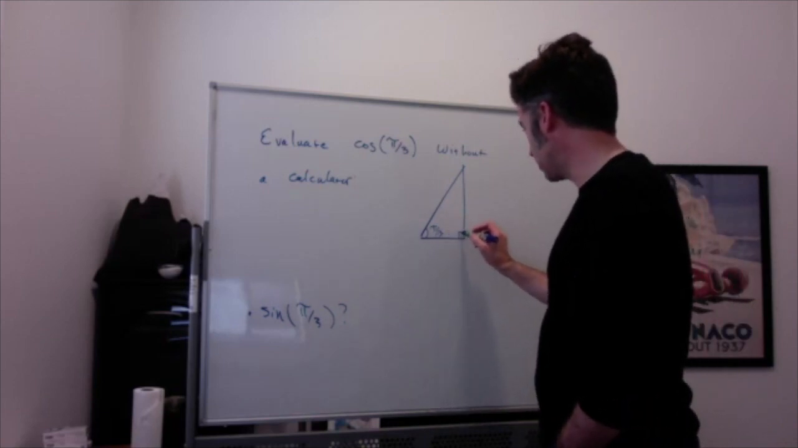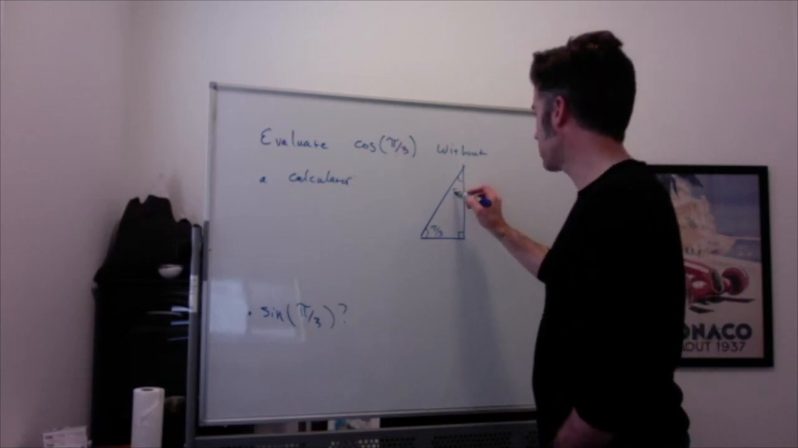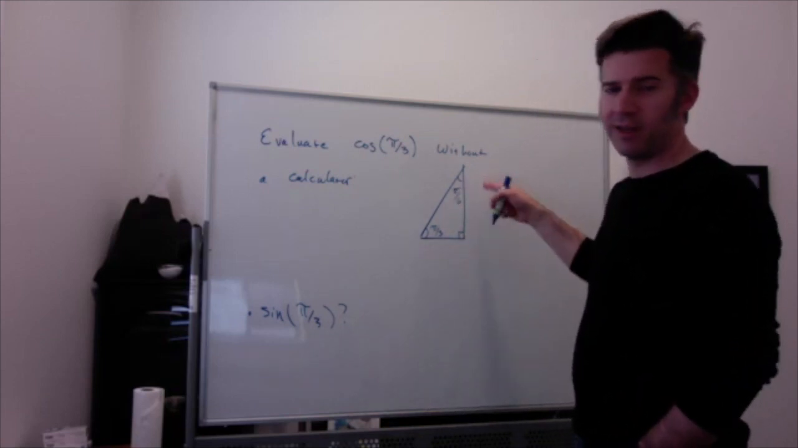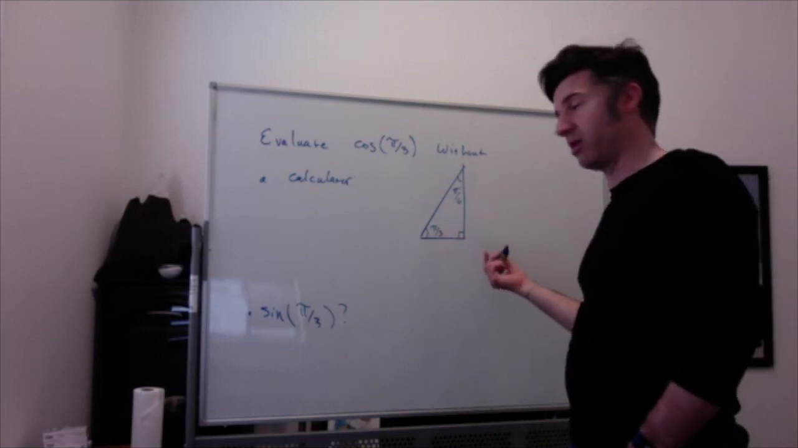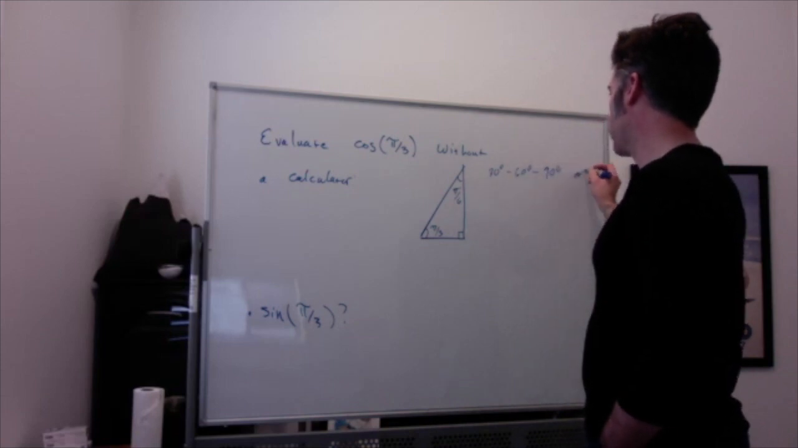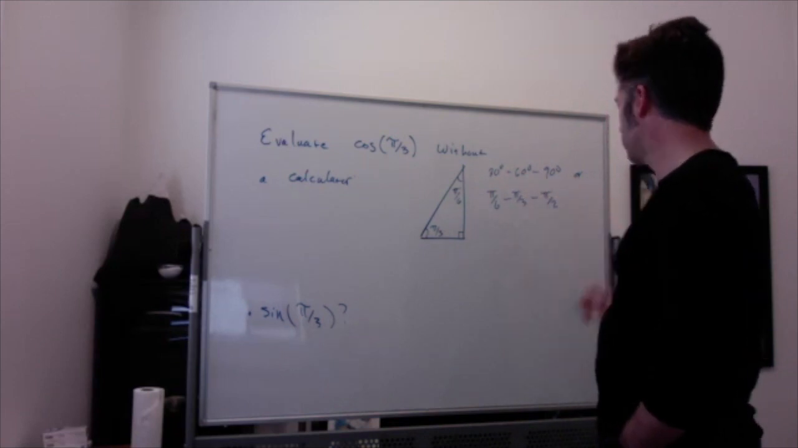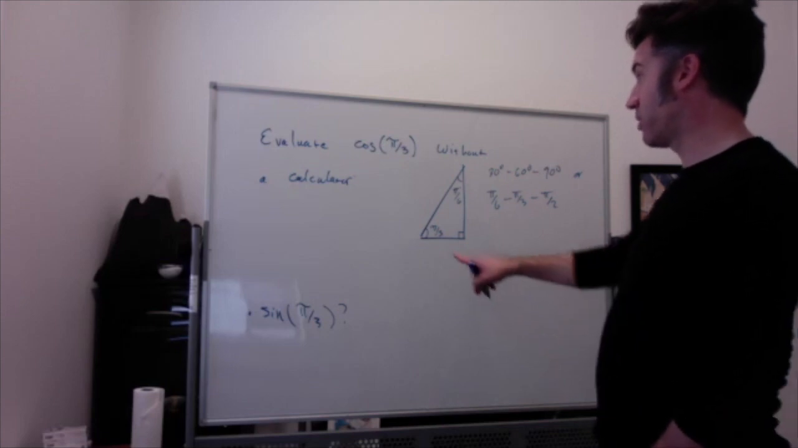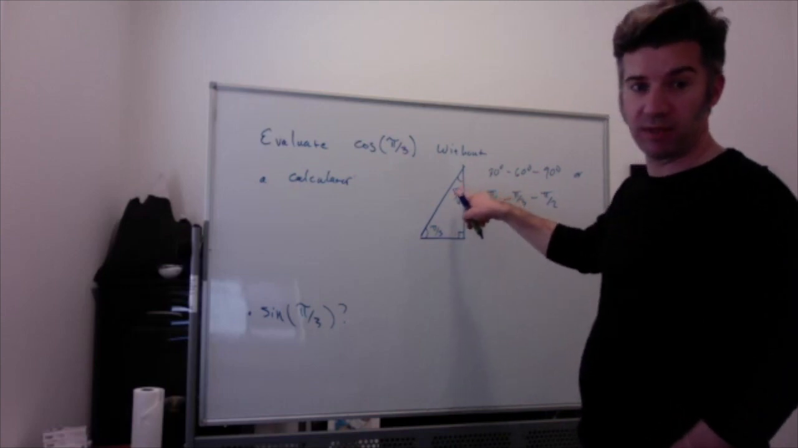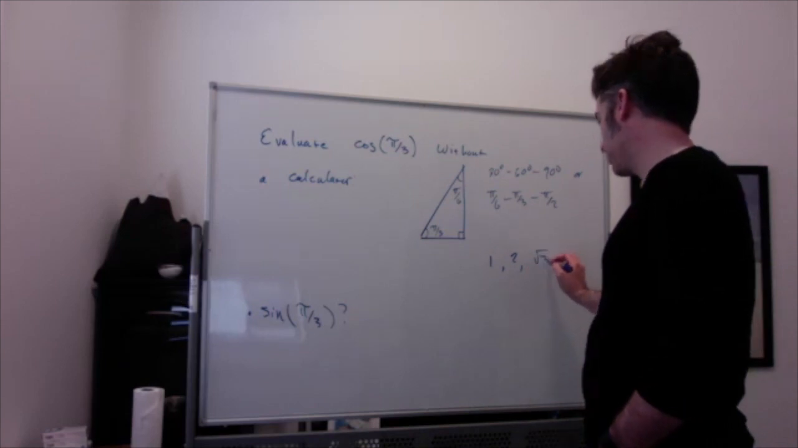This angle here is definitely 90 degrees, and this angle here is 30 degrees or pi over 6 radians. This is your classic 30, 60, 90 triangle, or, though it doesn't sound as nice, a pi over 6, pi over 3, pi over 2 right triangle. I'm looking for cosine of pi over 3, so I have to remember the sides. For a 30, 60, 90 triangle, the sides are 1, 2, and root 3.